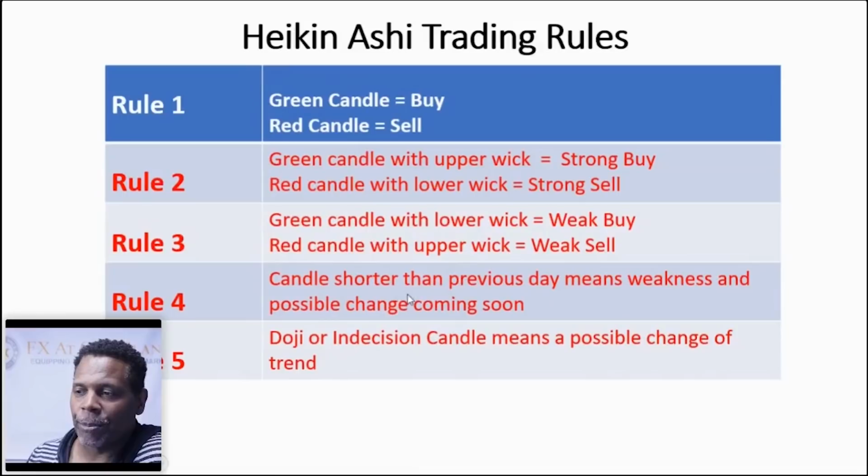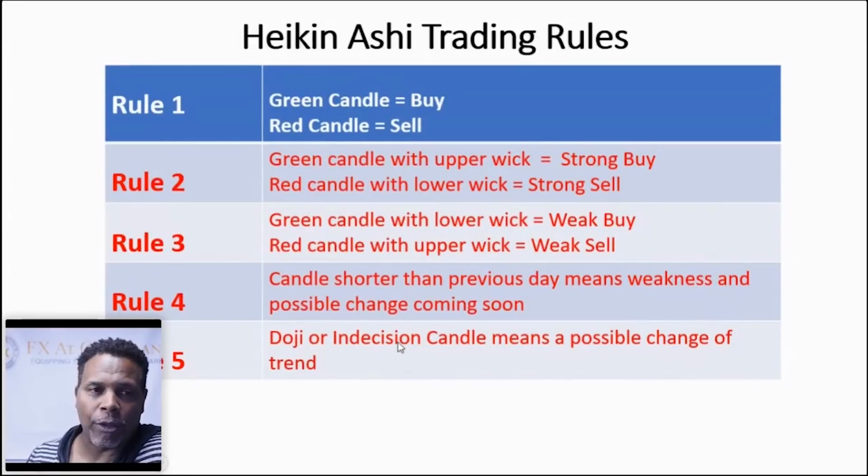Candles that are shorter than the previous day mean weakness and possible change coming soon. That's when you should start to look at your trade, especially at where you're headed to and where you are. You may want to take some profit off the table or monitor your trade a little bit closer. And then finally, the doji or the indecision candle.